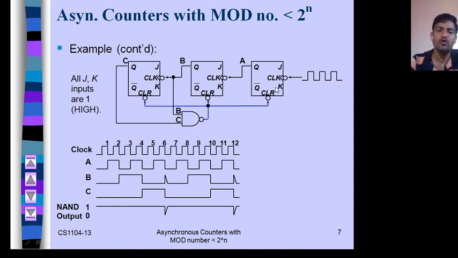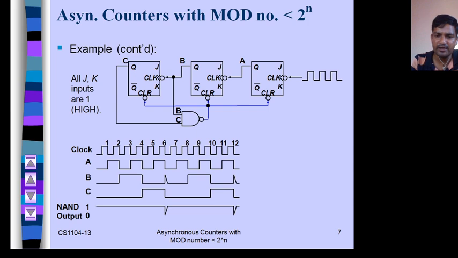If I do not consider this NAND gate circuit, it will give the pattern from 0 to 7. But we have to design mod 6. This is your mod 6 counter. Now what we will do, we will count the sequence from 0 to 5. When it goes to 6, we will apply clear inputs to all the flip flops.